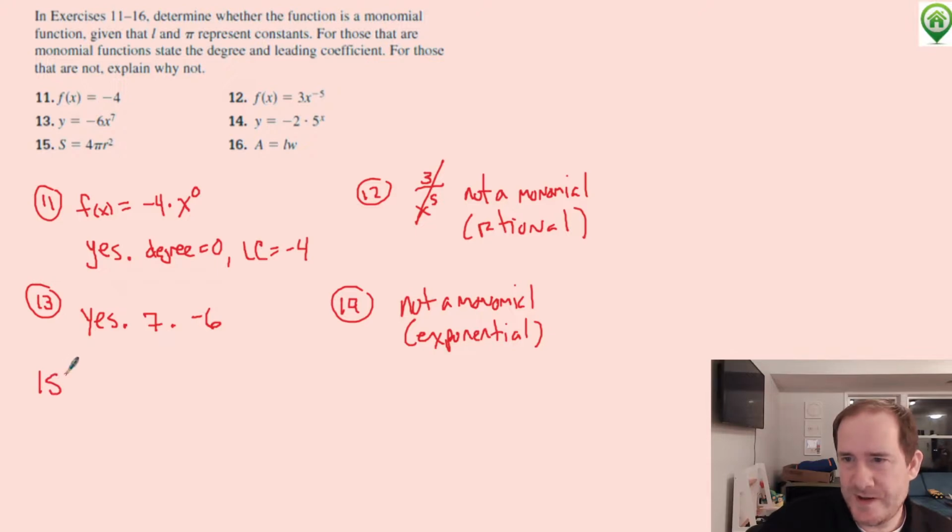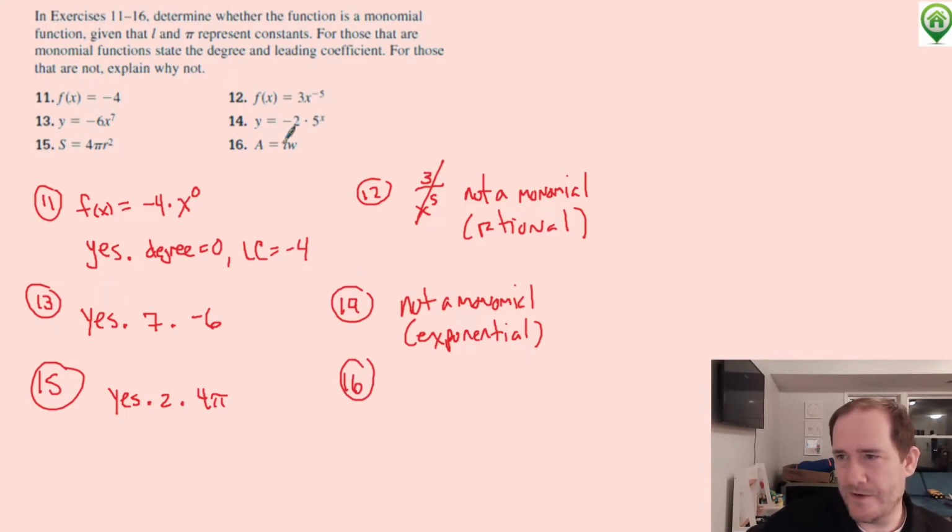Looking at 15, that's the surface area of a sphere, and it is a monomial. So yes. Then you're supposed to give me the degree. The degree is the power on the variable r. Radius is our variable, so the power is 2. And the leading coefficient would be 4 pi. Not 4, not pi, but 4 pi. Both of them multiplied together.